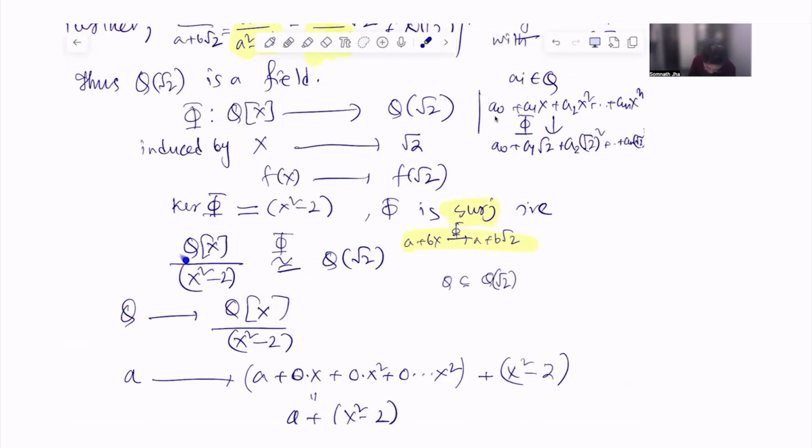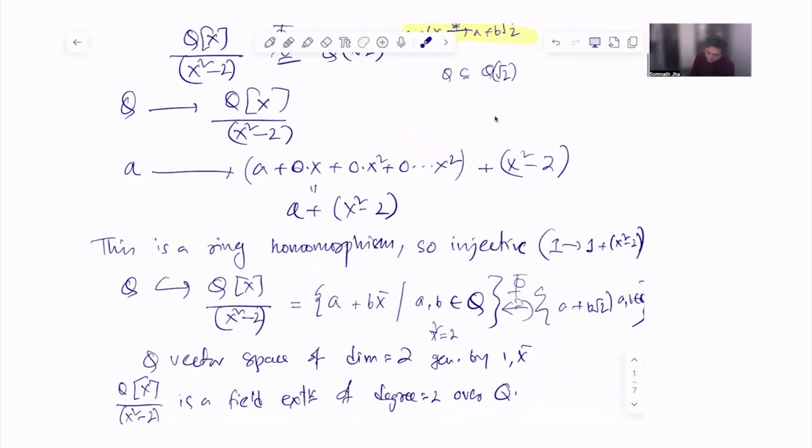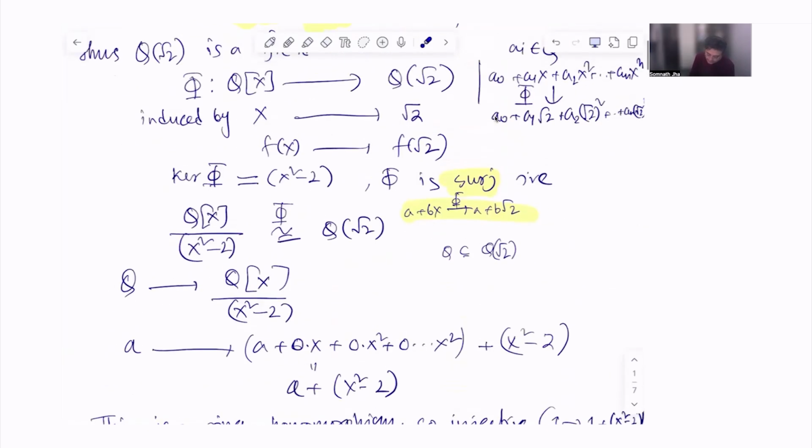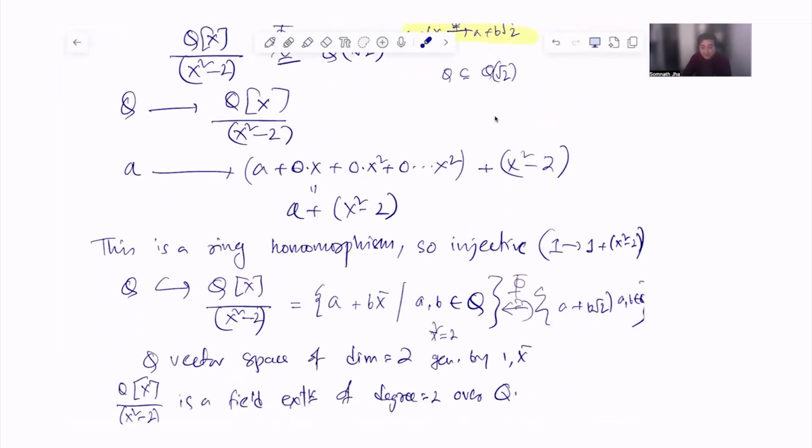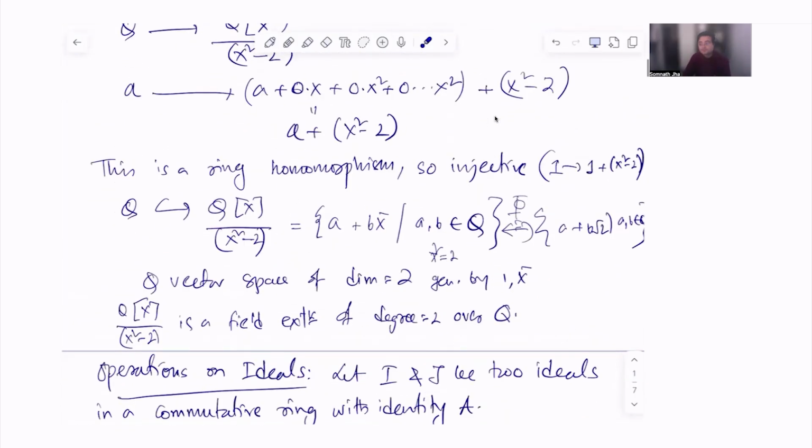Okay, so we have a polynomial ring over Q, and we quotient it out by an irreducible polynomial. Then it is identified with a field generated by the root of this irreducible polynomial. What is the meaning of generated by? It is precisely that every element here is of the form a plus b root 2, where a, b are in Q. So it is generated over Q by just one element, root 2. So we'll come back to this. This will be a theme which we'll discuss later.